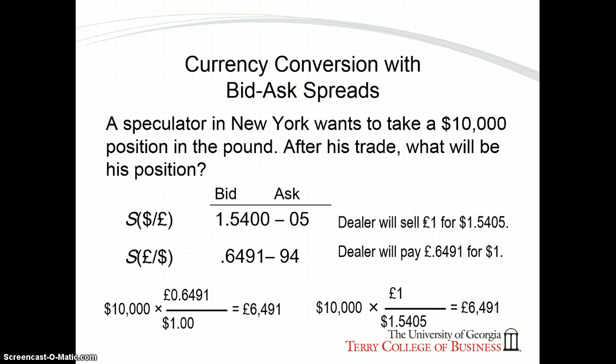It should not surprise you that both approaches yield the same answer because the two quotes are simply the reciprocals of each other. Thus, we find that after a trade, the speculator has 6,491 pounds. By the way, I worked through this example thinking about the quotes from the dealer's perspective. Remember that the dealer always gets the best price in the trade, regardless of if he's buying or selling. In other words, when you look at quotes, remember that the dealer will always get the lower price when buying and the higher price when selling.